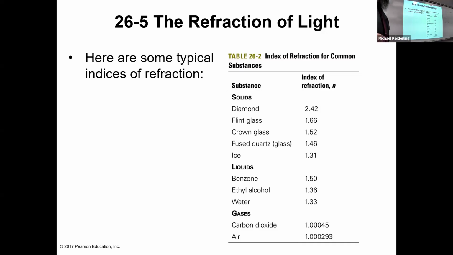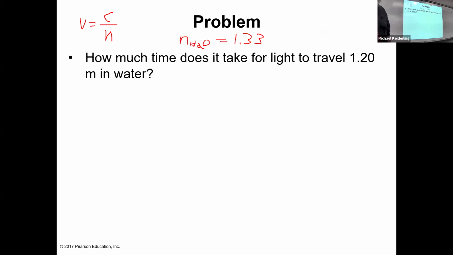We're talking about a 0.03% difference. Small difference. So how much time does it take for light to travel 1.2 meters in water? The index of refraction of water is 1.33.